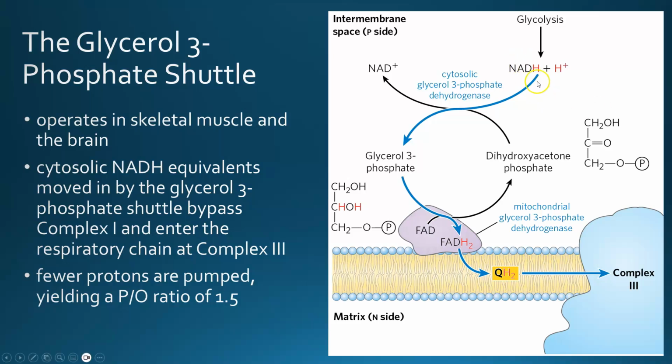Here's a diagram. NADH that comes from glycolysis transfers its electrons to dihydroxyacetone phosphate, which is also a glycolytic intermediate, to make glycerol 3-phosphate.